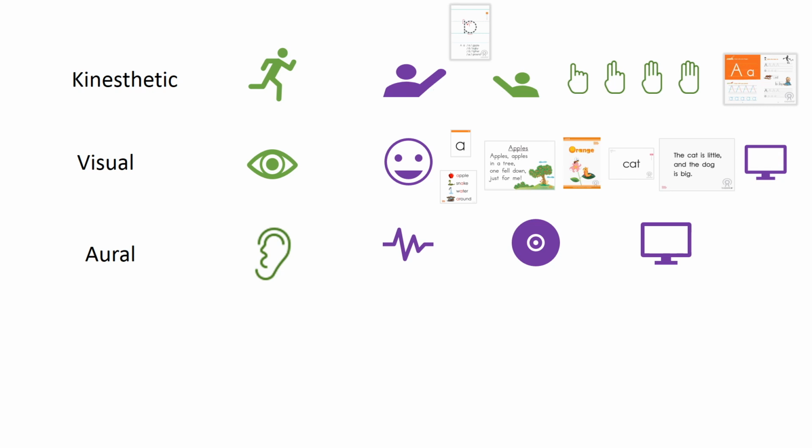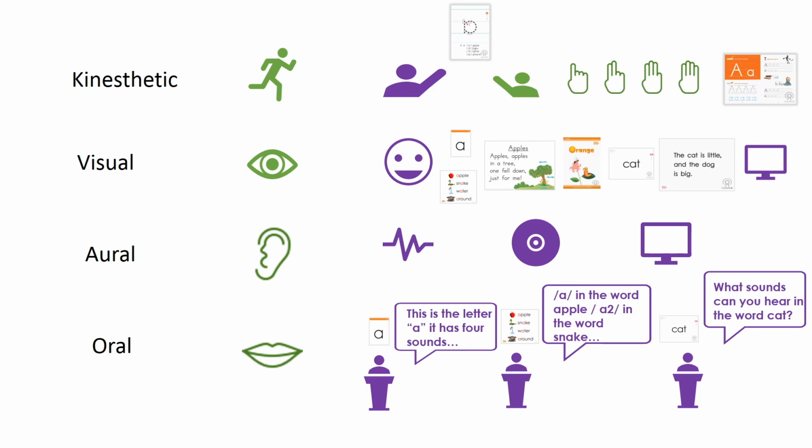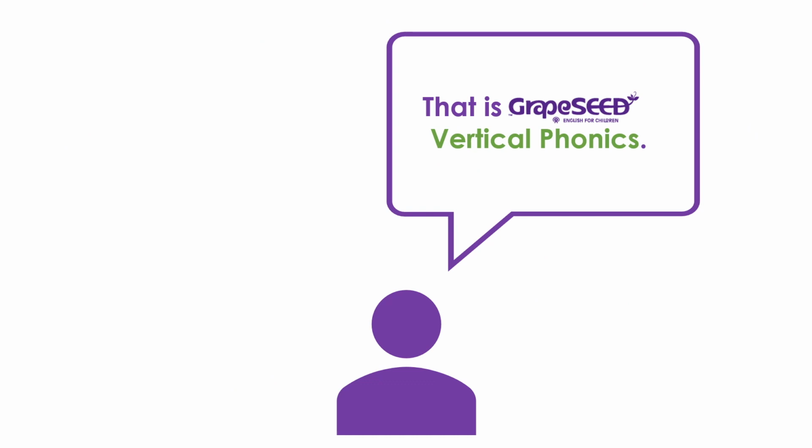And finally, the oral learner will be able to follow along with the teacher's instructions. For example, this is the letter A. It has four sounds. That is GrapeSEED Vertical Phonics.